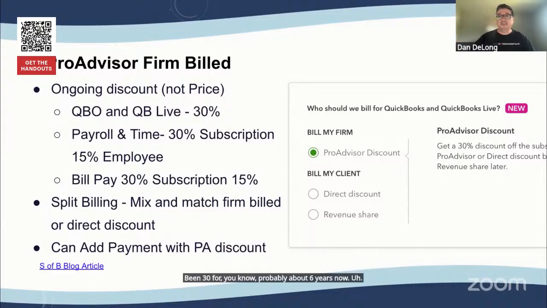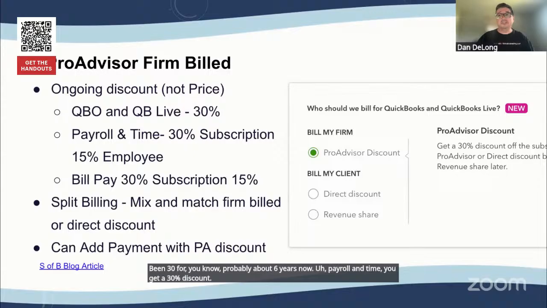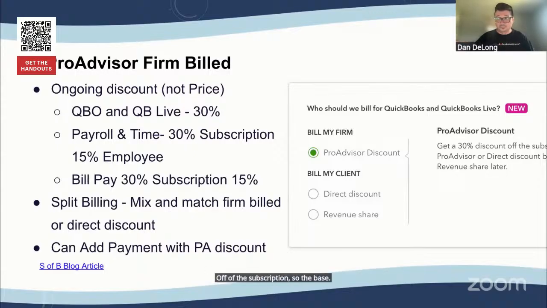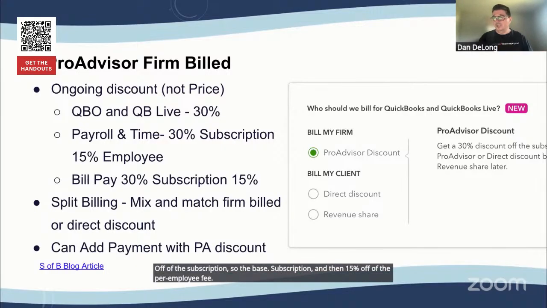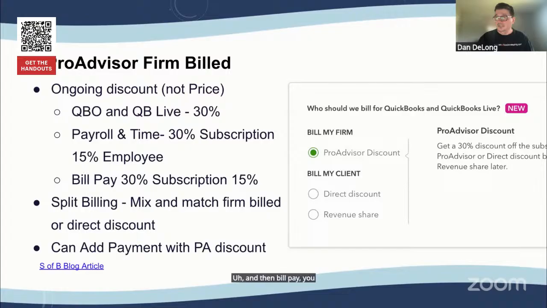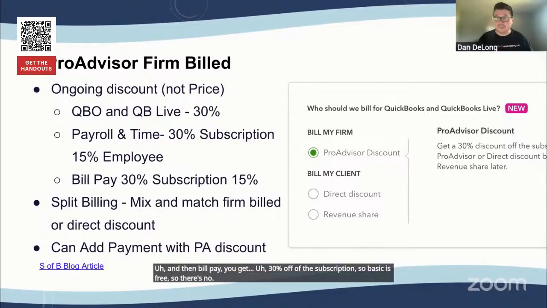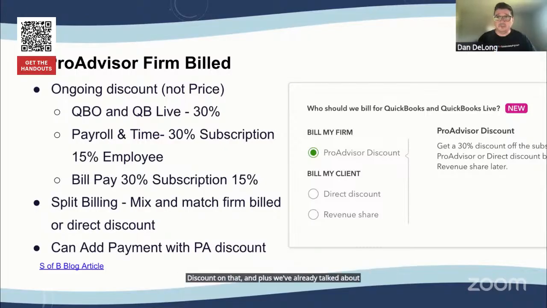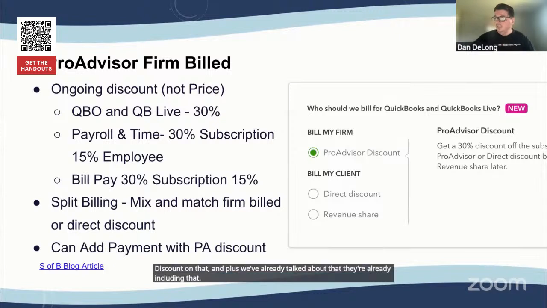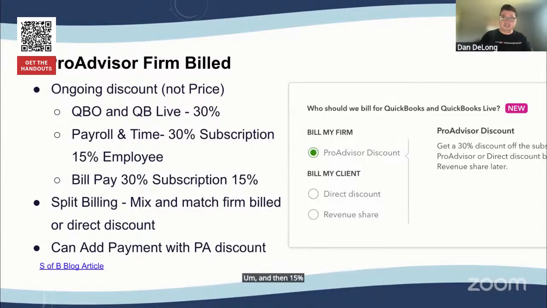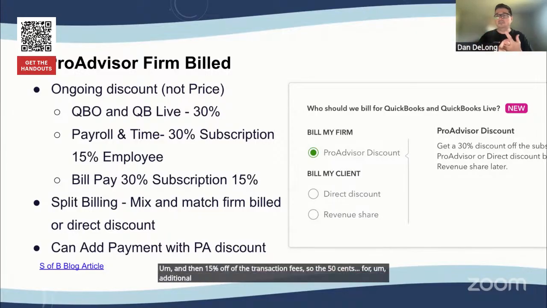Payroll and time, you get a 30% discount off of the base subscription, and then 15% off of the per employee fee. And then bill pay, you get 30% off of the subscription. So basic is free, so there's no discount on that. And Plus, we've already talked about that they're already including that. And then 15% off of the transaction fee. So the 50 cents for additional ACHs or the $1.50 for mailing out a check.